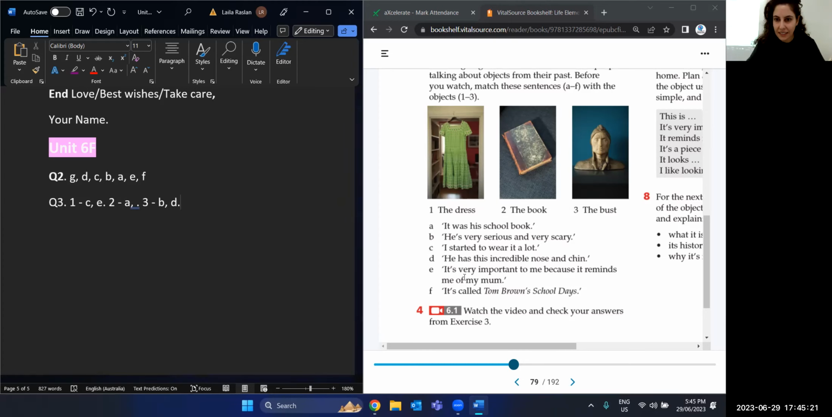And the last one, it's called Tom Brown's School Days. Now, I don't think the dress is named Tom Brown's School Dress. I think maybe the book. Yeah, the book is called Tom Brown's School Days. So 2F.